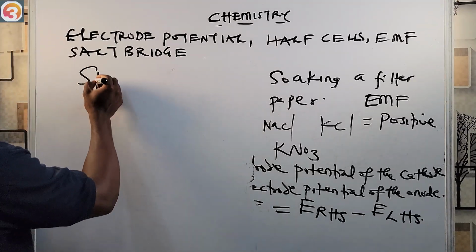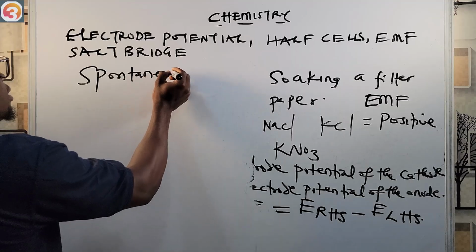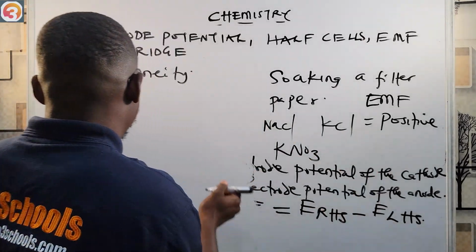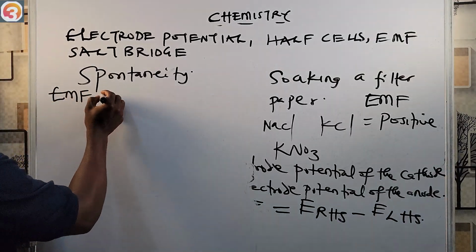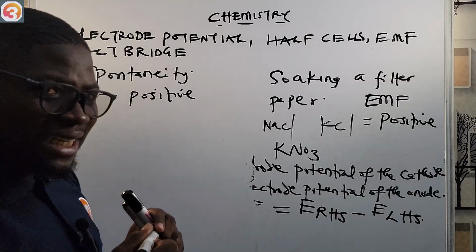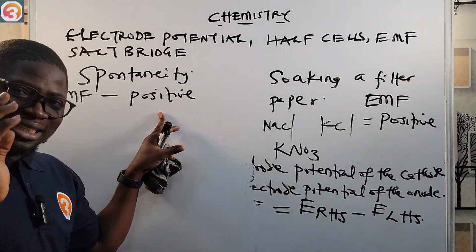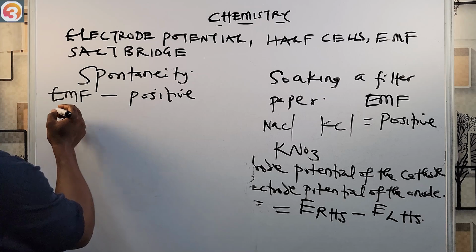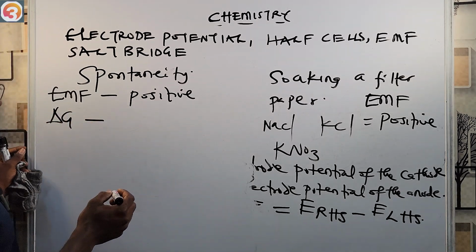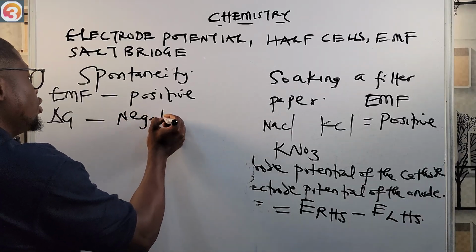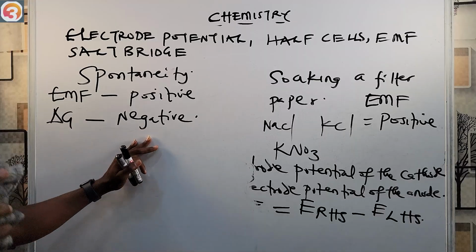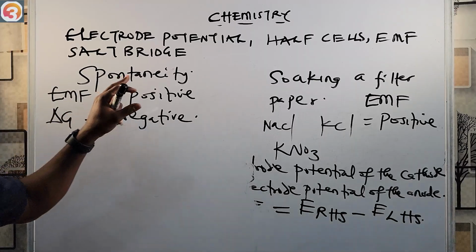This condition we call spontaneity. So for spontaneity, EMF has to be positive. Please, you must take note of this. For spontaneity, EMF has to be positive, while delta G, the Gibbs free energy, we call it the free energy, has to be negative. For spontaneity, delta G has to be negative, while EMF has to be positive.